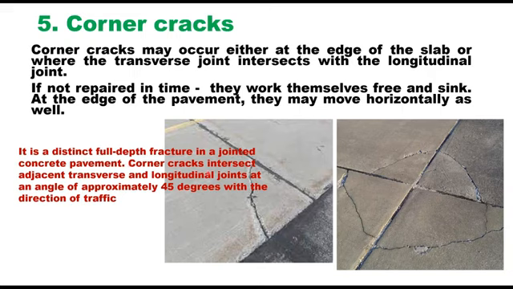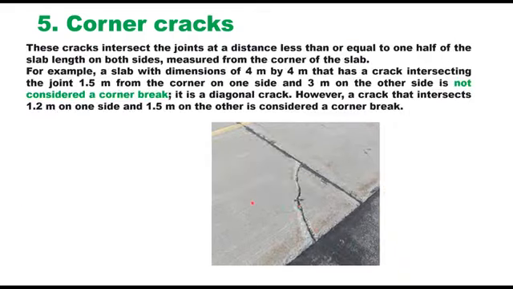Corner cracks intersect adjacent transverse and longitudinal joints at an angle approximately 45 degrees in the direction of traffic. Now, these cracks intersect the joints at a distance less than or equal to 1/2 of the slab length on both sides, measured from the corner of the slab.